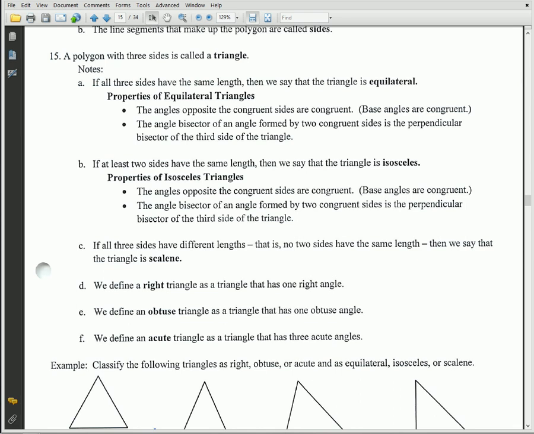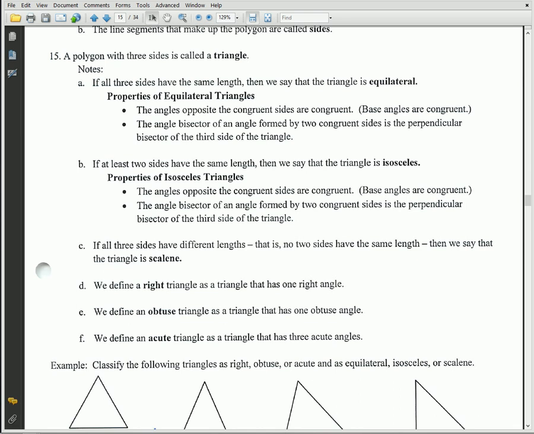Okay? Properties of an equilateral triangle are that angles opposite congruent sides are congruent. In other words, if all the sides are congruent, then all the angles are congruent. Okay? The angle bisector of any angle forms 2 congruent sides. In other words, the angle bisector is also a perpendicular bisector. It's more than that. It's a perpendicular bisector to the other side.